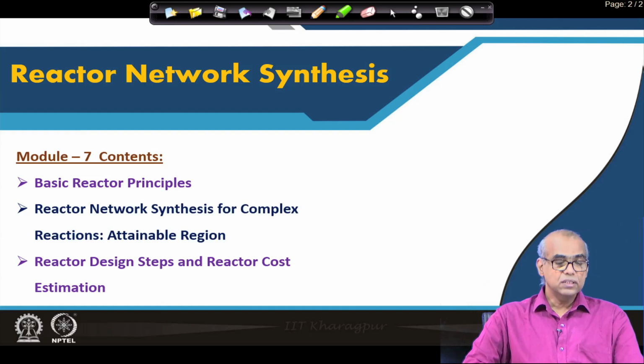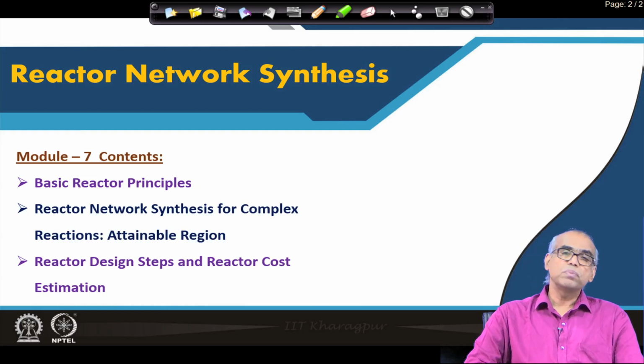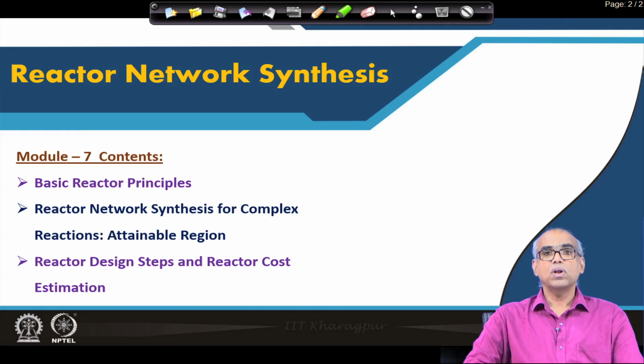So, most of the time in this module we will spend on understanding a geometric method known as attainable region for synthesis of complex reactions. You are already familiar with what should be the size of PFR or CSTR for simple single reactions. So, in this module we will mostly focus on reactor network synthesis for complex reactions using attainable region.